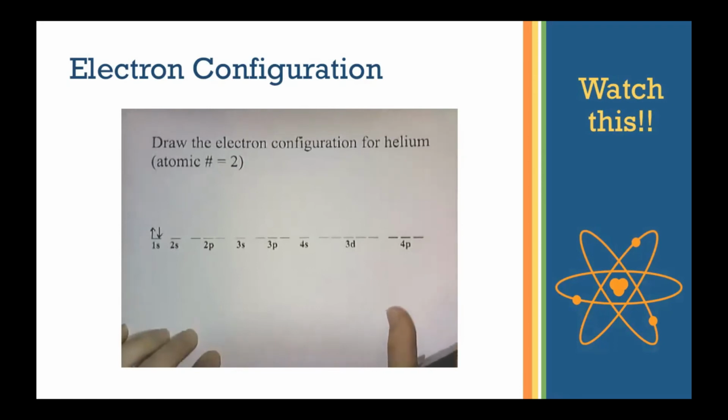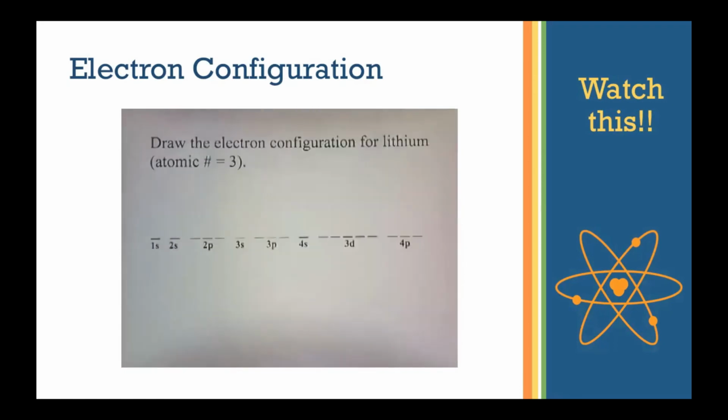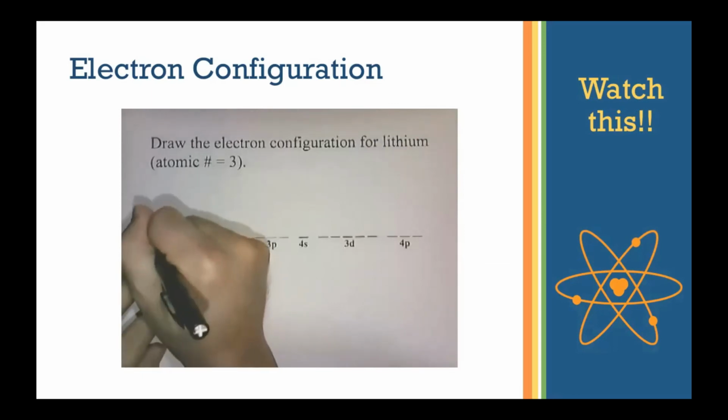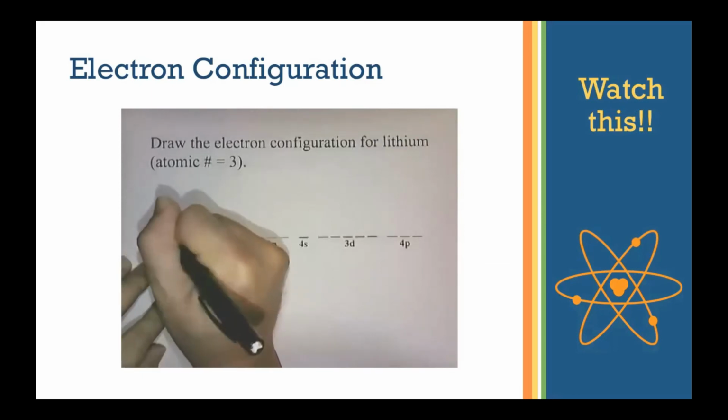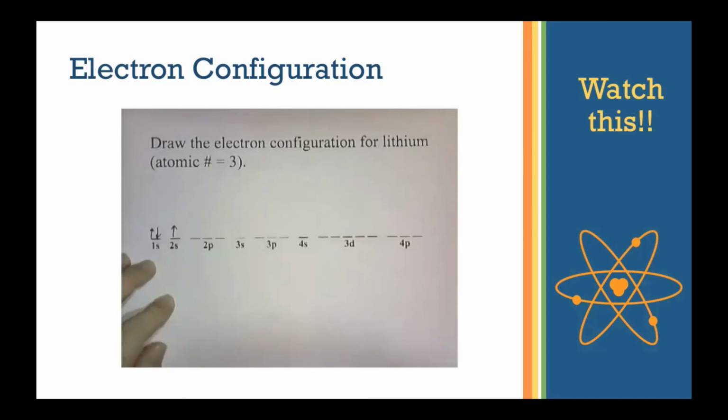Let's draw the electron configuration for the next element. Lithium, 3 electrons. Here we go. 1, 2, 3. And we have to put the 3rd electron here, because this one already has 2 in it. Can't hold any more than 2, so we run out of space here. Go to the next one over.